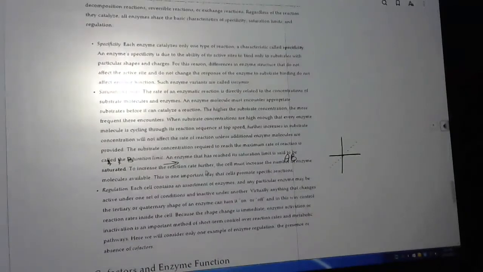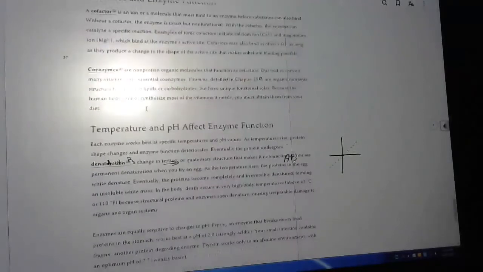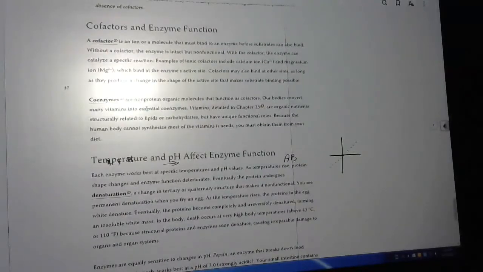So make sure you understand what the saturation limits are, specificity, regulation, cofactors and coenzymes. These are just things that help the enzyme. So some reactions like our blood clotting cannot occur until a specific process happens. So a cofactor is an ion or molecule that must bind to an enzyme before substrates can also bind. Without a cofactor, the enzyme is intact but non-functional. With a cofactor, the enzyme can catalyze a specific reaction.